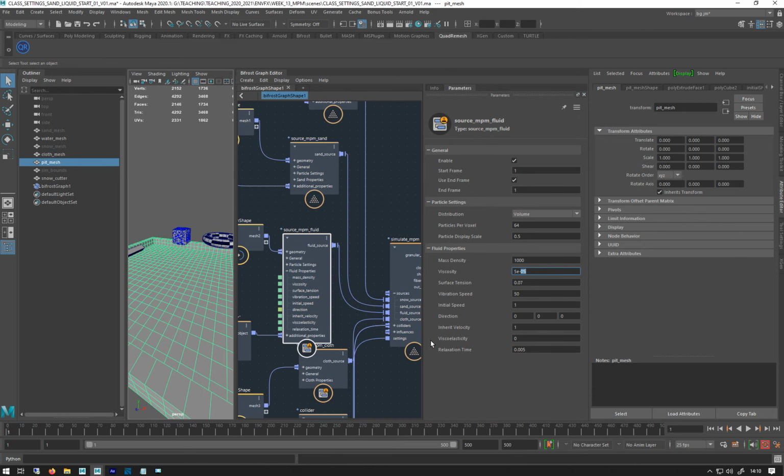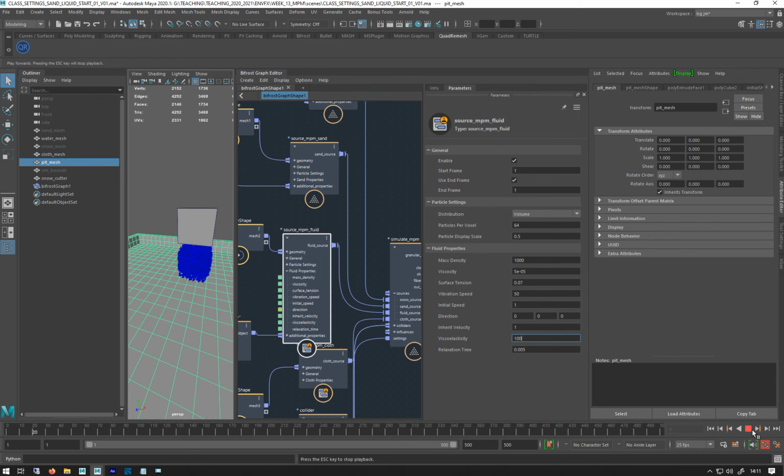And what else have we got? We've got viscoelasticity. How does that work? That is basically how much the fluid tries to remember its original shape. So let's crank that up to 100 or something, to see if we can get it to work. When we do that, we get that. So you get a sort of jelly-like boink. It's quite nice, isn't it?